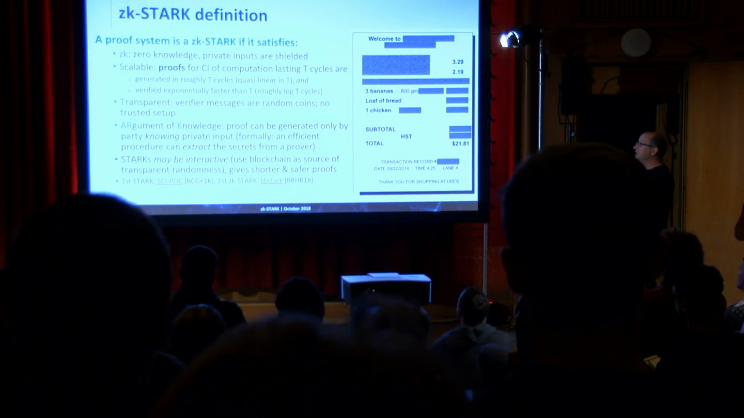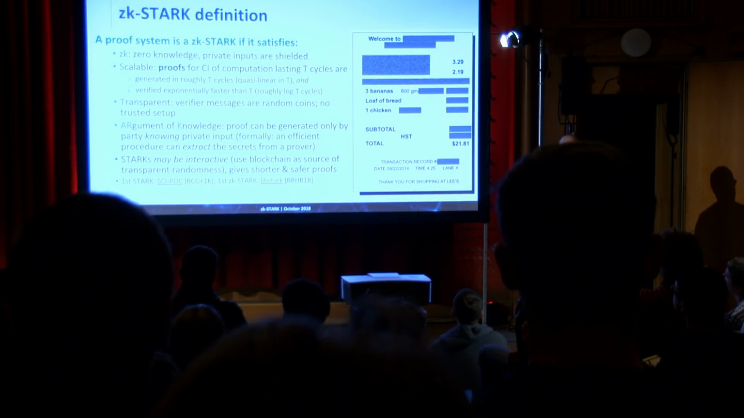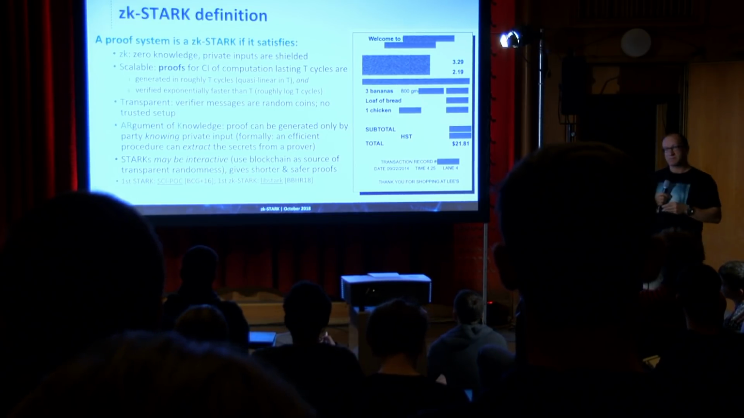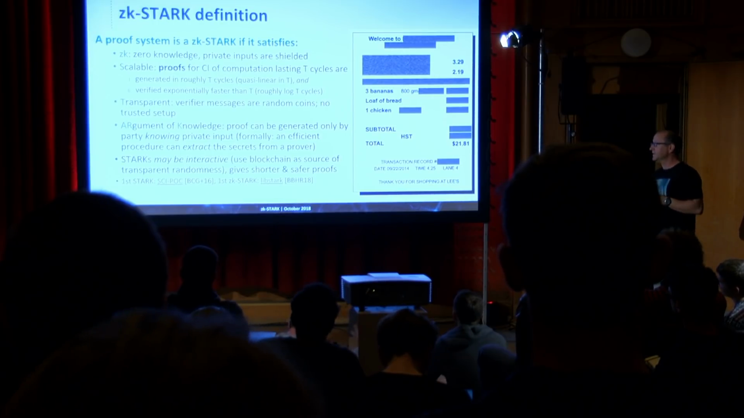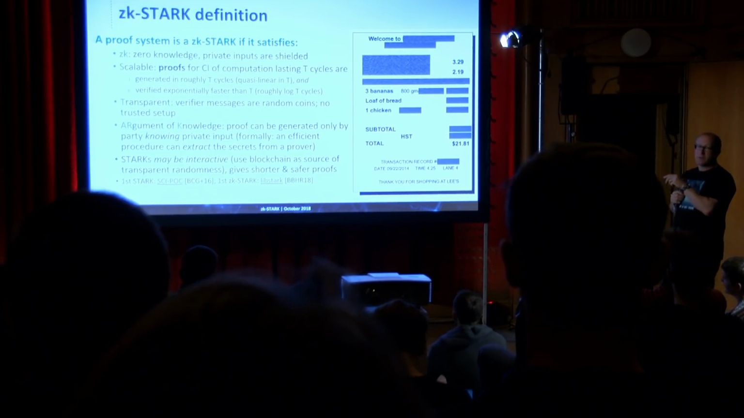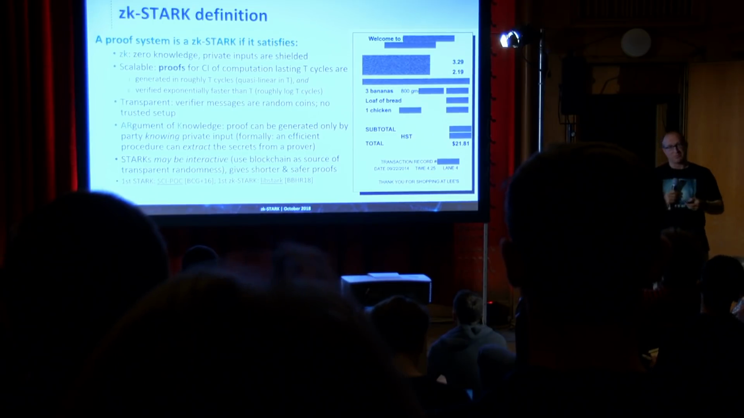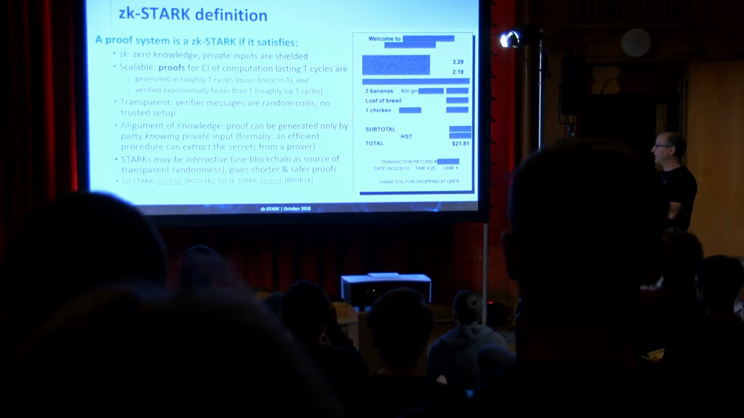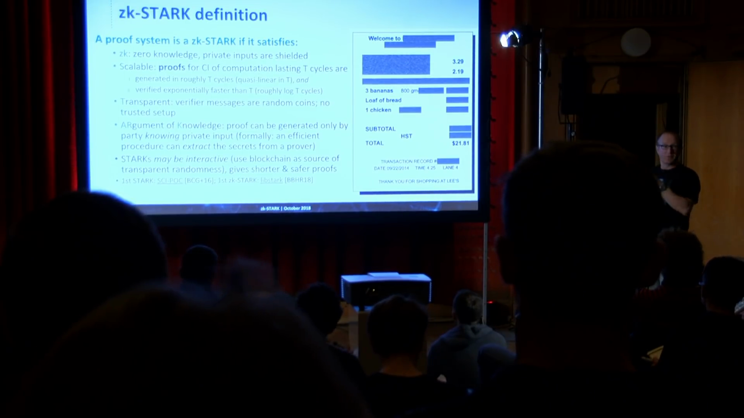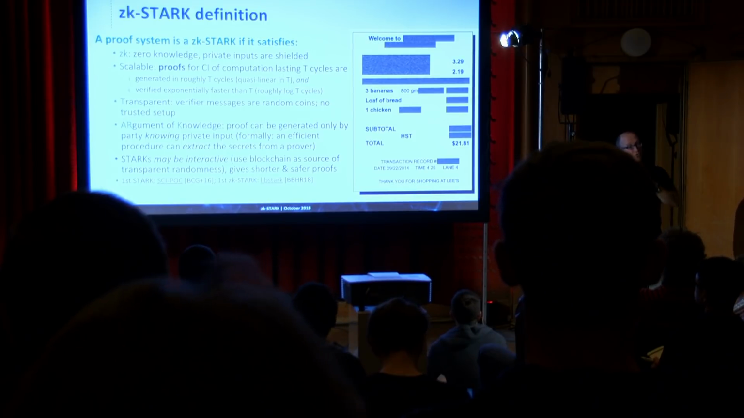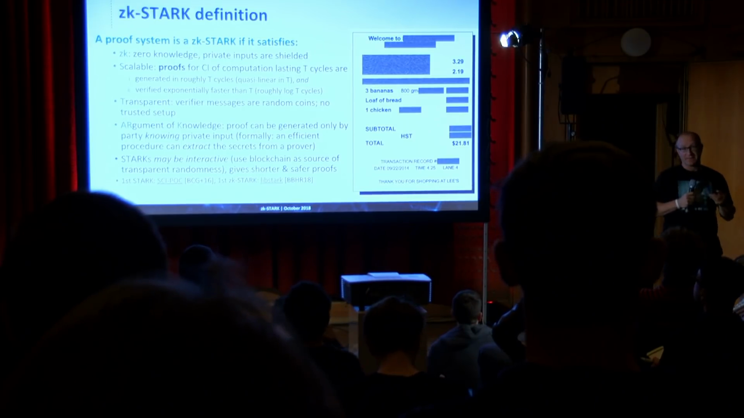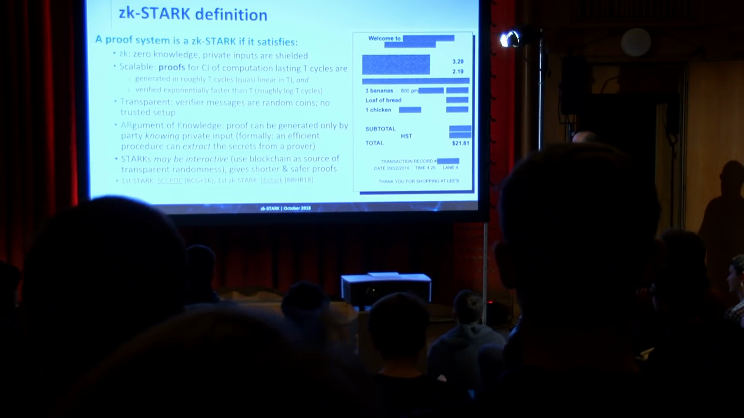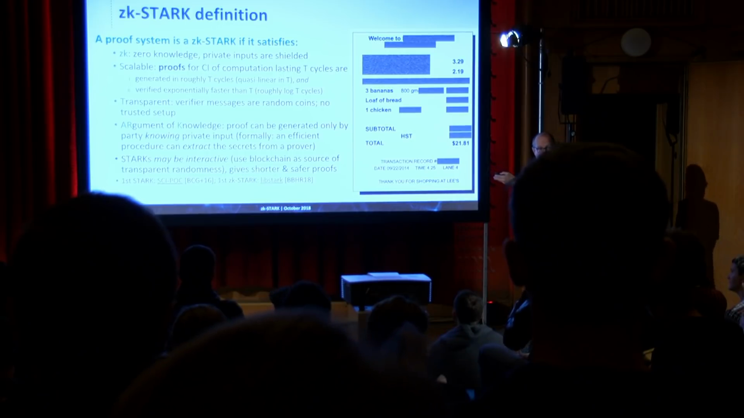I want to say that Starks may be interactive. You can make them non-interactive by always replacing the random messages from the verifier with some cryptographic functions. And you may even want to use them interactively in the context of a blockchain, because you could use the randomness coming from a blockchain header to simulate the randomness of the verifier. And if you do that, you could work with much shorter proofs that are also much safer than having a non-interactive version.